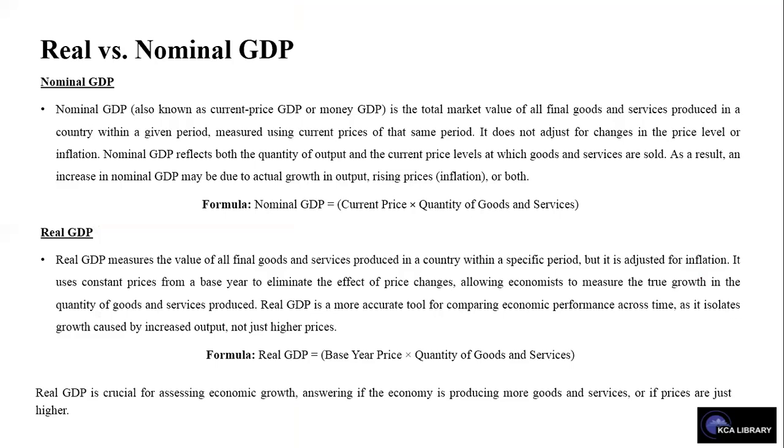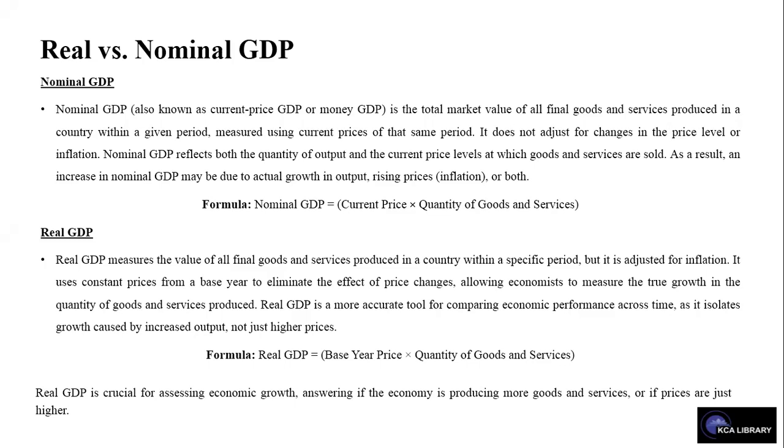Just like I gave a short understanding of the real and nominal GDP, the nominal GDP is also known as the current price GDP or the normal money GDP. And it is the total market value of all final goods and services produced in a country within a given period. And it is measured using current prices of that same period. And it does not adjust for changes in the price level or inflation. To calculate this, nominal GDP is equal to current price multiplied by quantity of goods and services. And that's how to calculate the nominal GDP.